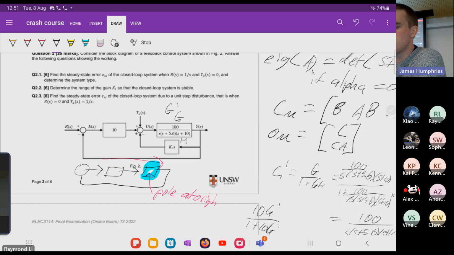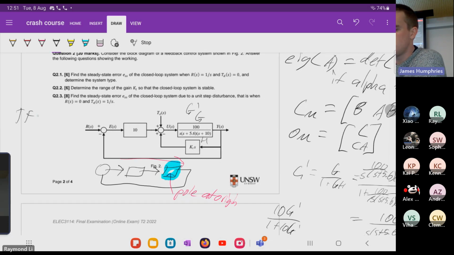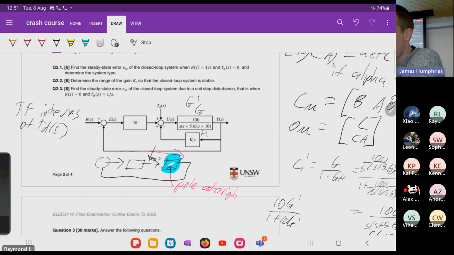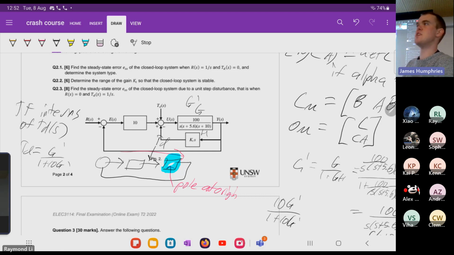I'll write the key points. So the key points is you need the transfer function in terms of TD. Once you have it in terms of TD of S, then you can go about it. The good news is we know that this point here is TD. So TD is essentially just going to be G prime on 1 plus 10 G prime. Then you can just go through, set S equal to 0, find what the steady state error value is, go through all of that lovely working.